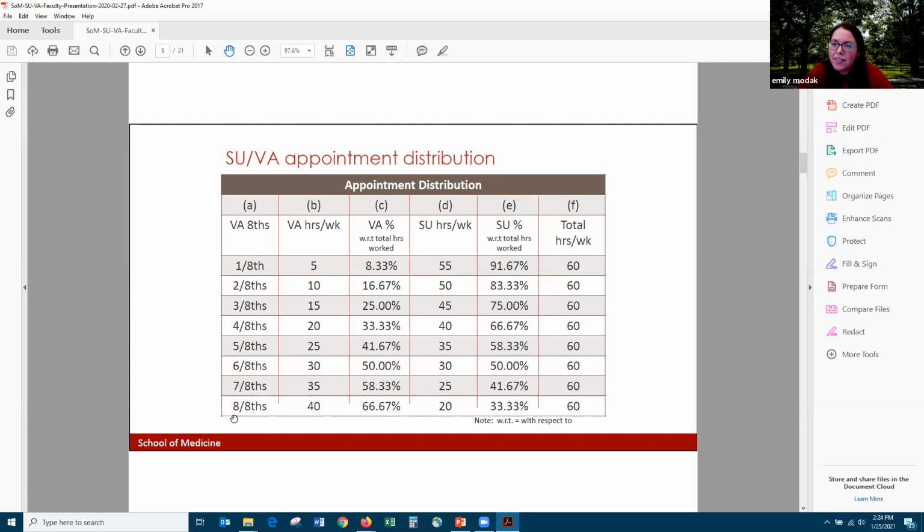I think for ease of understanding, 8/8 is the best way to look at it, because what that means is your VA time is 66.67%, meaning 2/3 of their time is spent at the VA, and the Stanford University time is 1/3, right? So we are only housing 1/3 of that faculty member's effort here at Stanford. The other 2/3 is at the VA. So obviously they're also being paid from two different places.